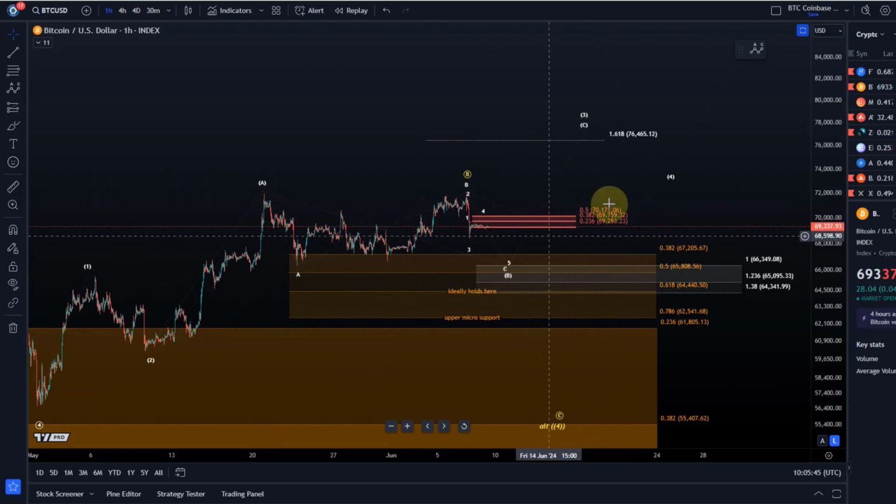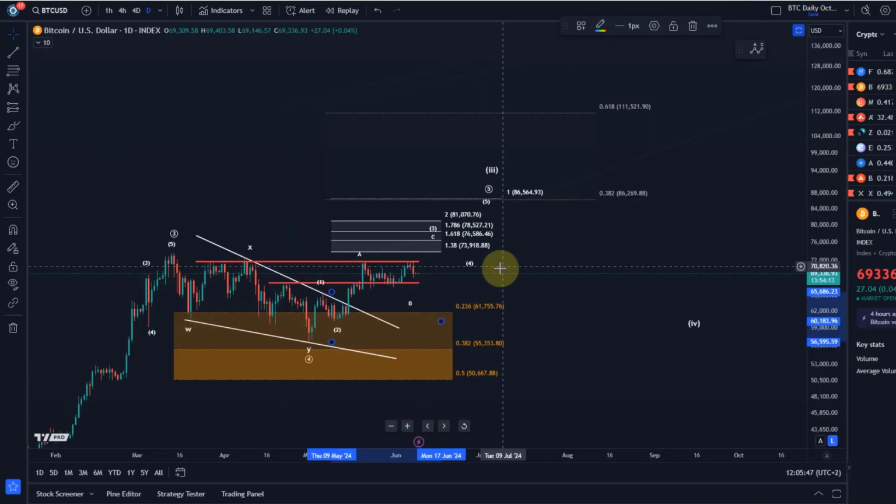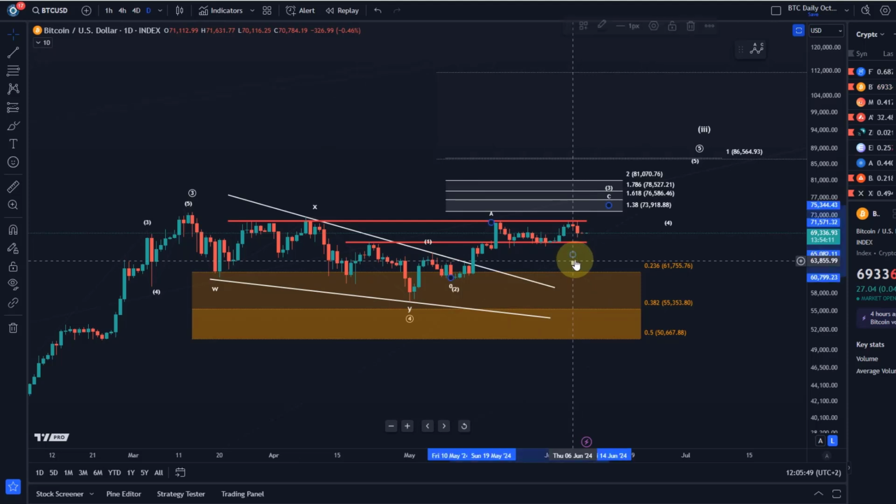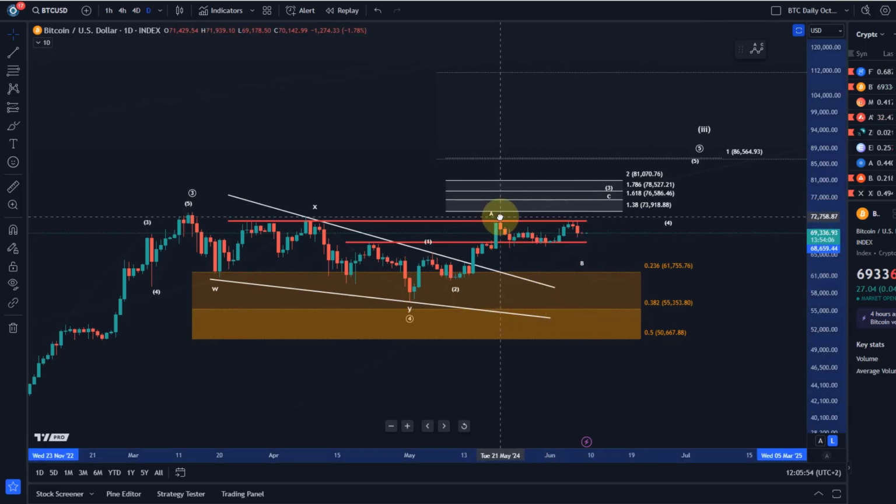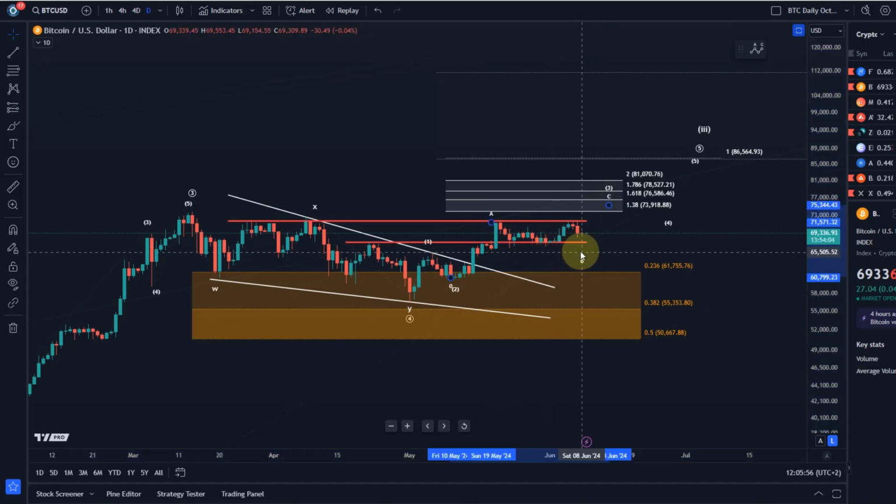Let's go back to the larger time frame just to give you a good idea. Here, I'm currently looking at this B wave pullback. After wave A topped, this could be a B wave pullback. And this is the support area I've got on the chart. I can only calculate it by taking the length of the A wave.